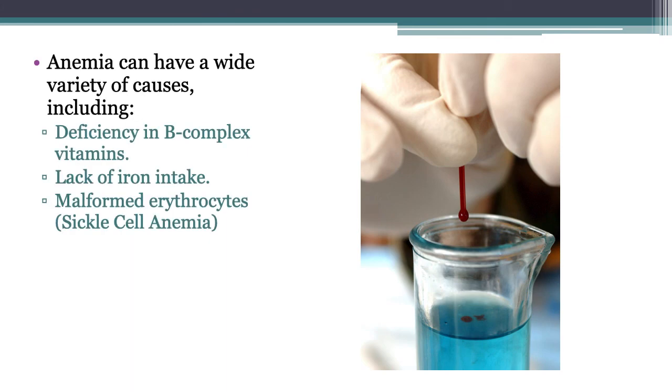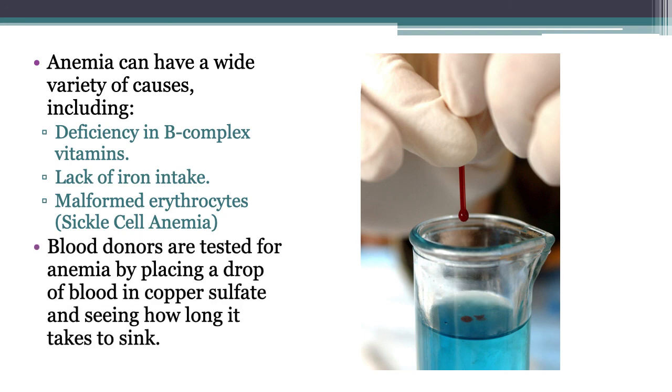Anemia can have a wide variety of causes, including lack of iron intake, deficiency in B vitamins, malformed erythrocytes, which is sickle cell anemia. And blood donors are tested for anemia by placing a drop of blood in copper sulfate and seeing how long it takes to sink.